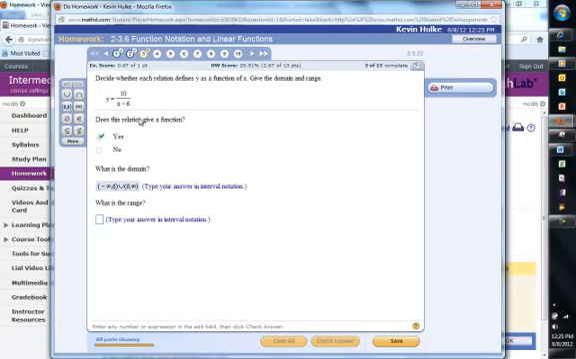And then the range can be any number except 0. So we'll do -infinity to 0, or 0 to +infinity.